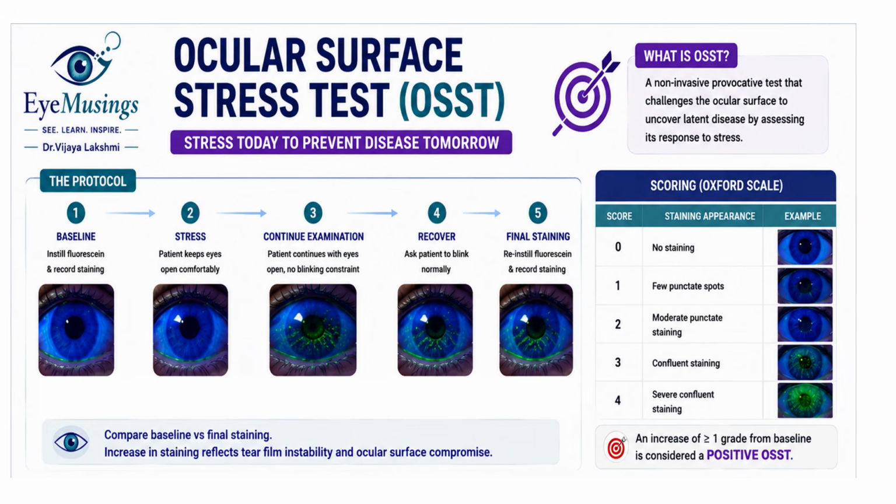Comparing the baseline versus final staining is very important. An increase in staining reflects that tear film instability and ocular surface compromise are present.